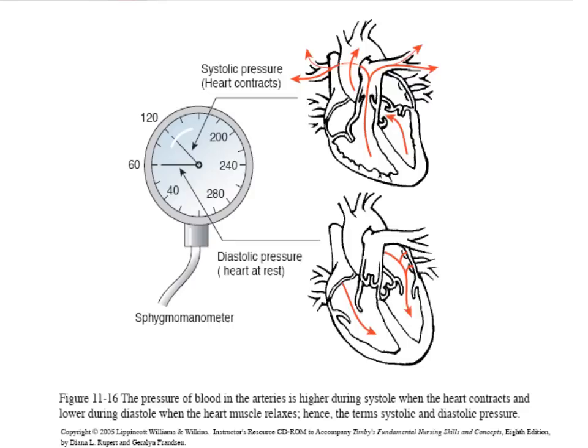And this is just a picture showing the pressure of blood in the arteries is higher during systole. If you can look at it, during systole the heart contracts, and the pressure is lower during diastole when the heart muscles relax. So the pressure of the blood in the arteries is higher during systole when the heart contracts, and lower during diastole when the heart muscles relax. Hence the term systolic and diastolic pressure.